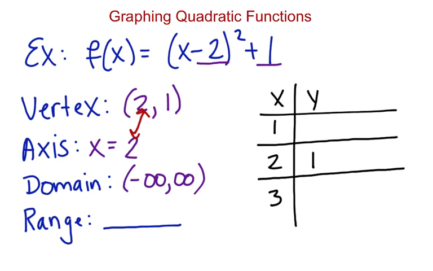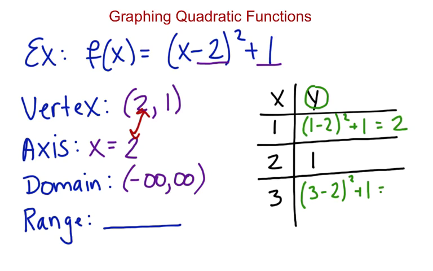Now to find the y value, I actually need to plug it back into my function. So to find the y value, I'm going to plug in 1 for x back in the function, get that out, and then I'll plug in 3 for x. If I were to plug in 1 for x, I would have 1 minus 2 squared plus 1. Just order of operations there. So 1 minus 2 is negative 1. Square it and you get 1. Add 1 to it and you get 2. That's that value there. Same procedure down below for 3. So replace x with 3. 3 minus 2 squared plus 1 will also give you 2.